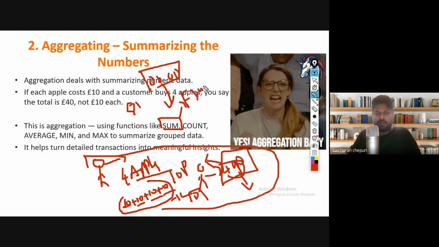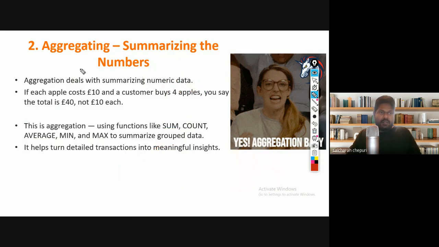You have a category called fruits, and this fruits is called a dimension, right? Now, when we are talking about numbers, this is called a measure. I hope you understand what aggregating is.